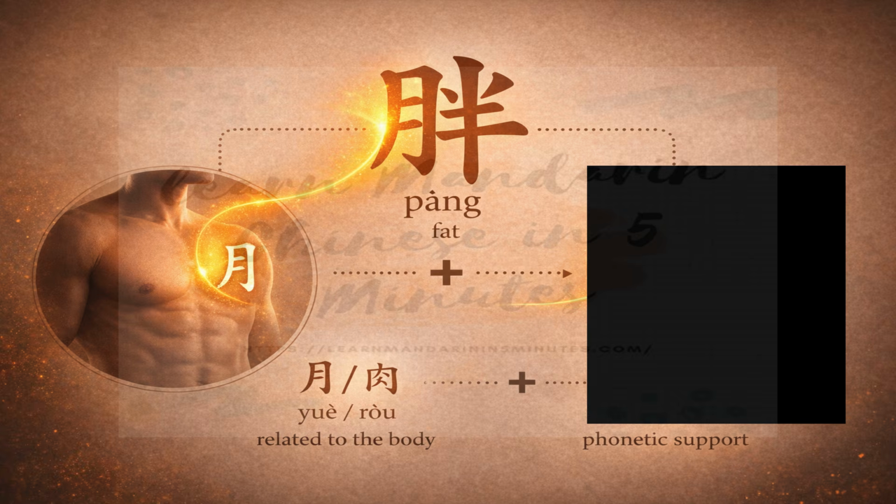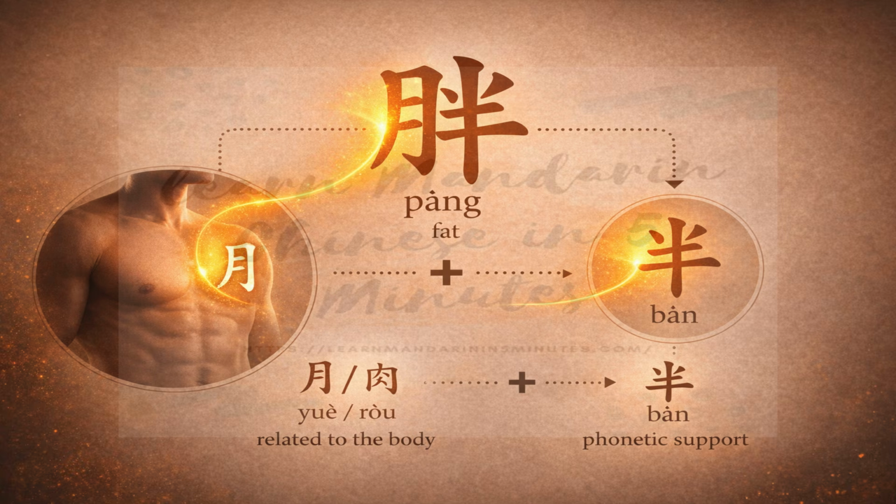Now take pang, fat. Left side is body, represented by the Chinese character yue. Right side is ban, gives you the sound. So even though it is not a body part, it still describes something about the body.